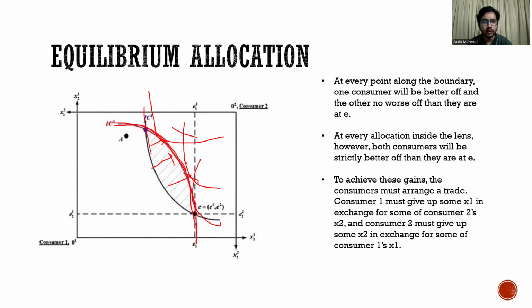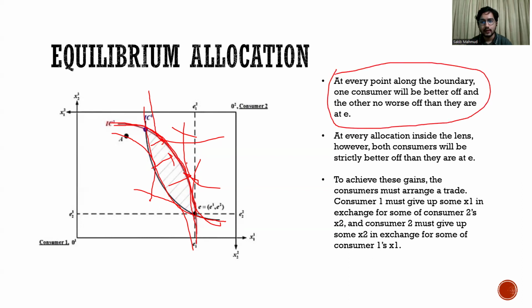Similarly, for IC1, the indifference curve of person 1, it is constant, but IC2, for person 2, is shifting its utility. If we just draw the IC on the surface, then for person 2, the utility has risen, but for person 1, it has remained the same. And this is the point that they are making here. At every allocation inside the lens, however, both consumers will be strictly better off than they are at the endowment.